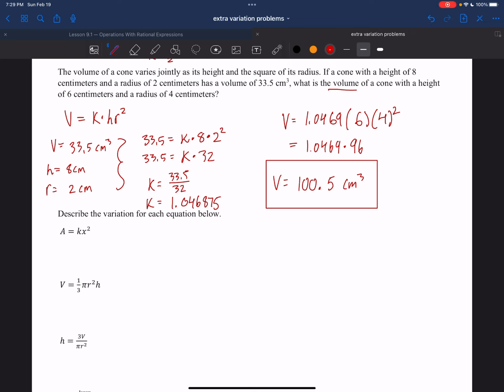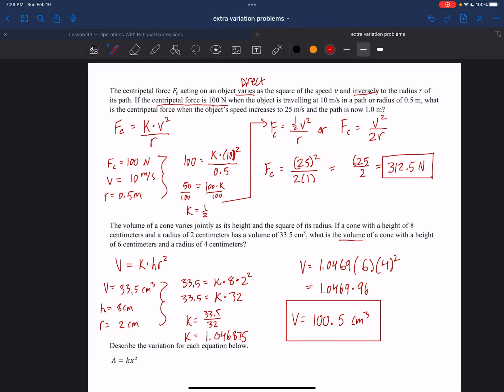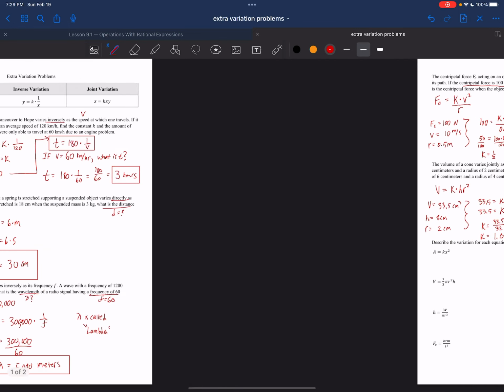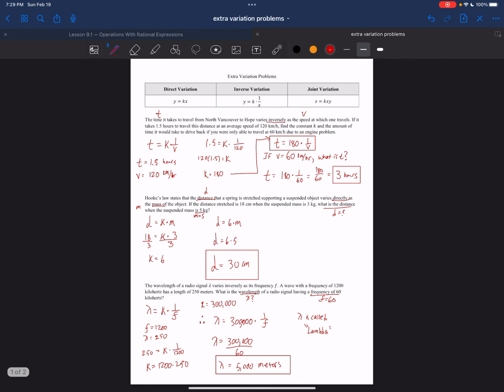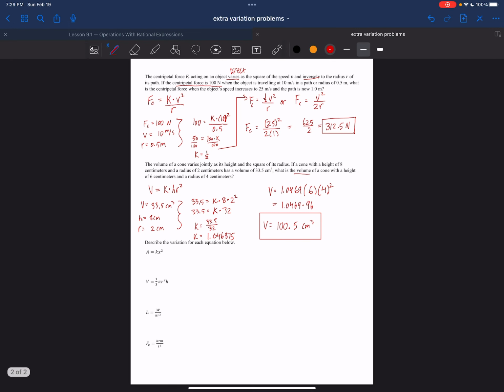There it is. So there are some word problems with direct, joint, and inverse variation. And some of those, I guess, were combined, like that previous one, yeah. So I don't know. Hopefully that helps with kind of answering some of the word problems. You can expect this level of difficulty on the exam, okay?